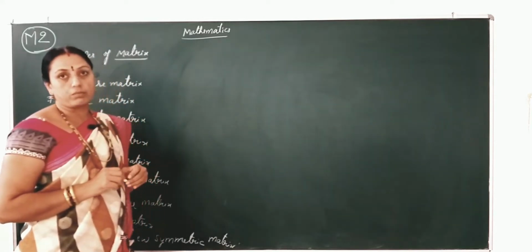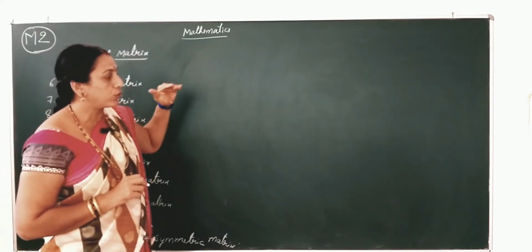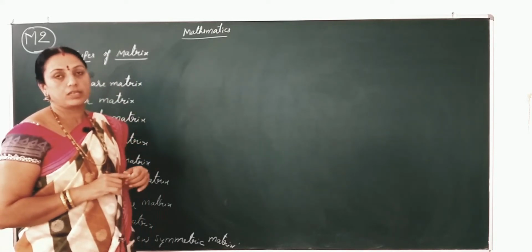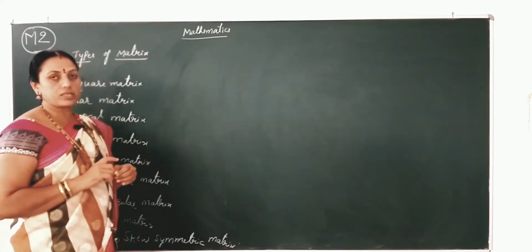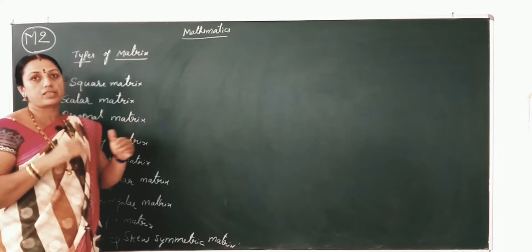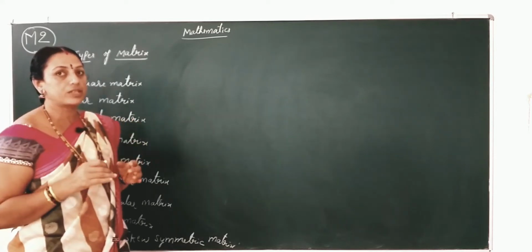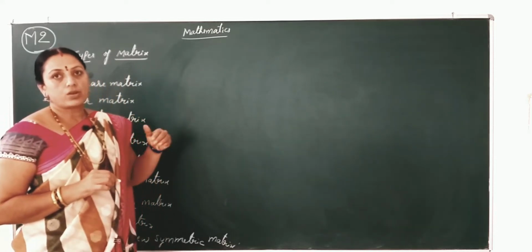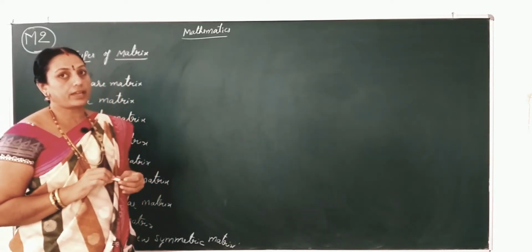Second one is column matrix. Column matrix means which contains only one column and different number of rows. Third one is zero matrix, which means if all the elements of the matrix, in any order of the matrix, are zero, it is called a zero matrix. And the fourth one is called a rectangular matrix.